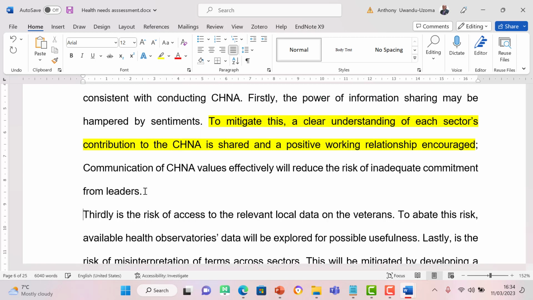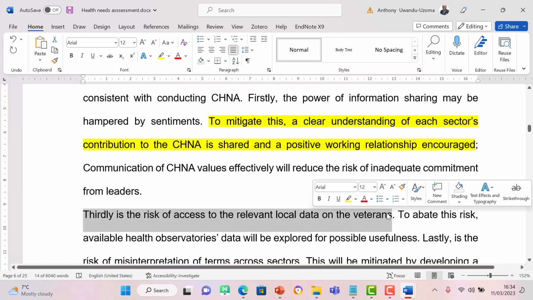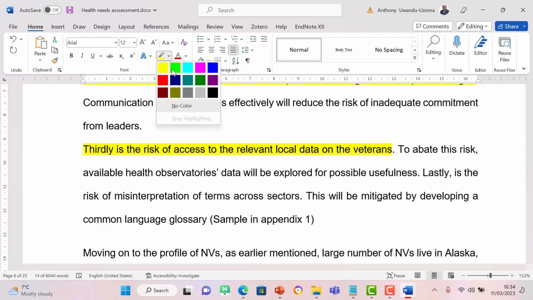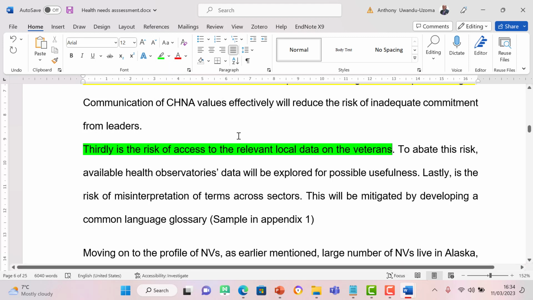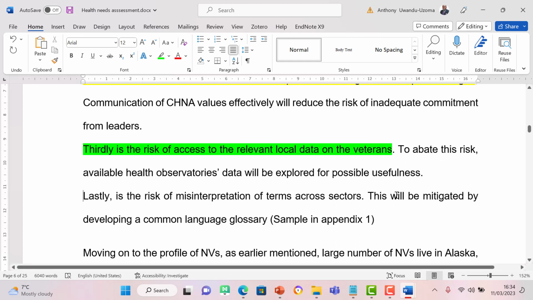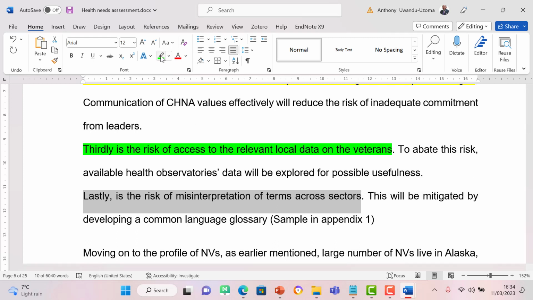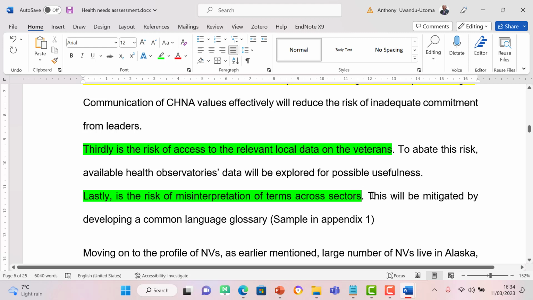Now, this is the third risk again. The third risk is the risk of access to the relevant, that's to access the target population. So that's the third problem identified here. To avoid this risk, available health observatory data will be explored for possible usefulness. And then the last thing there is the risk of misinterpretation of terms across multiple stakeholders.